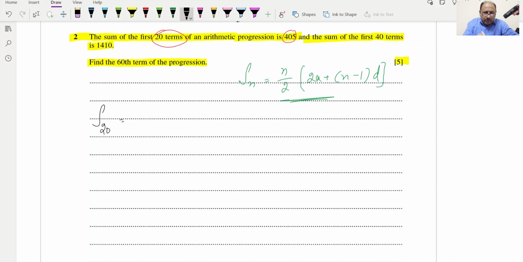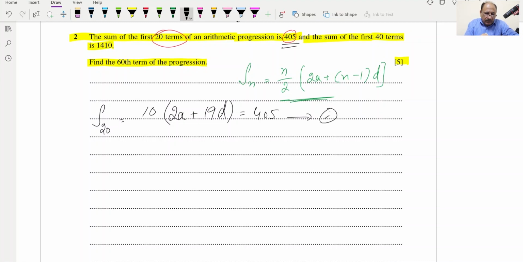So we will write for the 20 terms, S20 is equal to 20 over 2, which is 10, times, in brackets, 2a plus 20 minus 1, which will be 19, so 19d, and bracket close. This is equal to 405, as given.